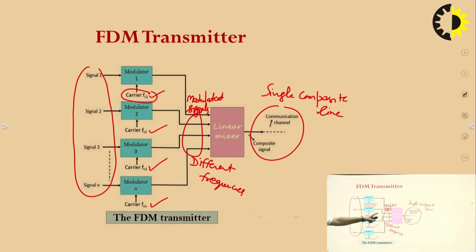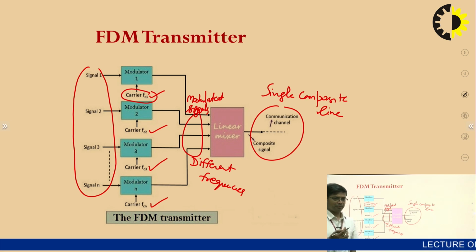Now, all these modulated signals will have different frequencies, and therefore, when these modulated signals are transmitted over a single channel, they will not interfere, because all of them are modulated using different carrier frequencies. So, we know that signals having different frequencies do not mix up, they do not interfere with each other.